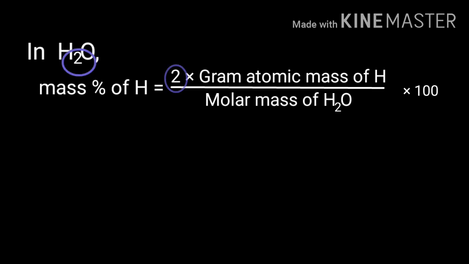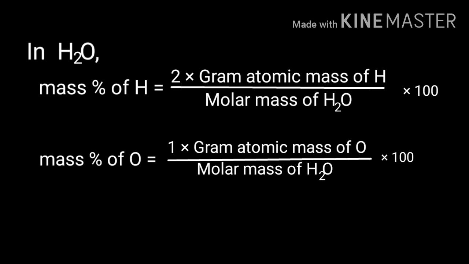Similarly, mass percentage of oxygen in water is equal to 1 into gram atomic mass of oxygen divided by molar mass of water into 100. In numerator, gram atomic mass of oxygen is multiplied by 1 because H2O molecule contains 1 atom of oxygen. So, 1 mole of H2O molecules will contain only 1 mole of oxygen atoms.